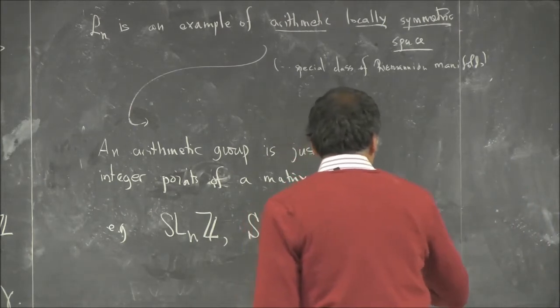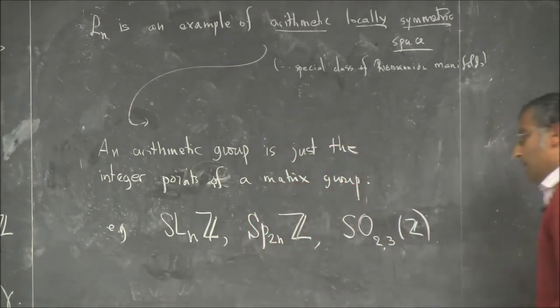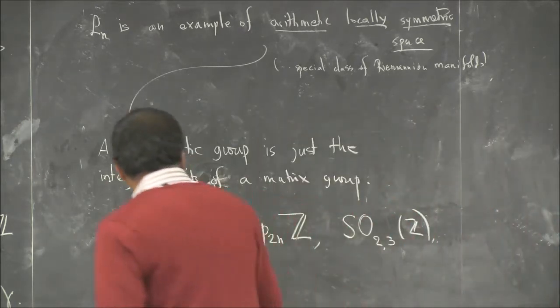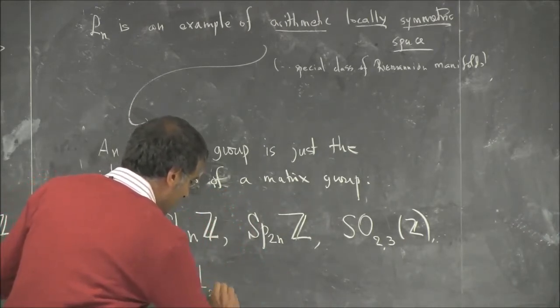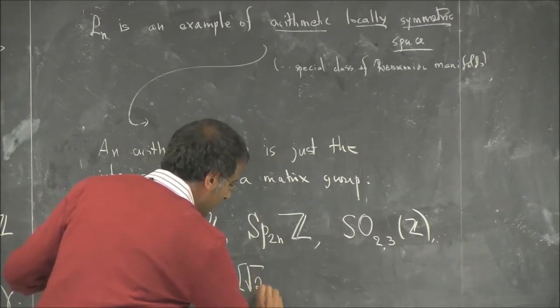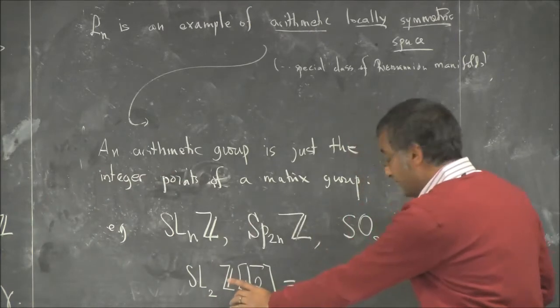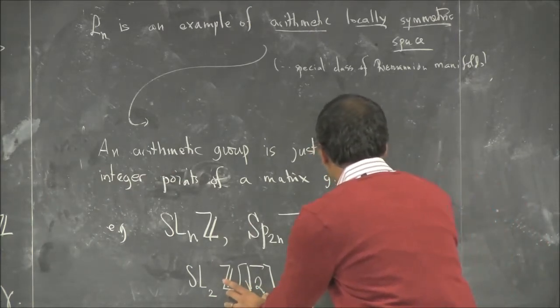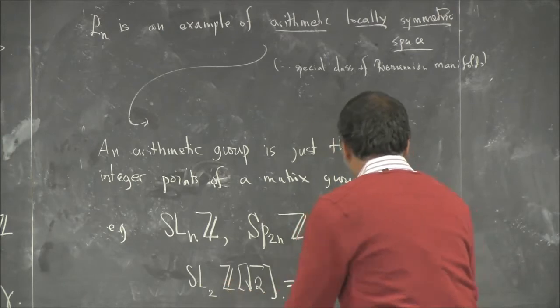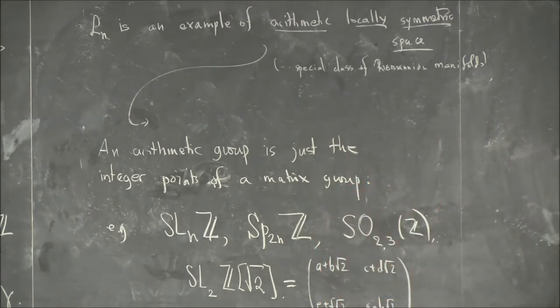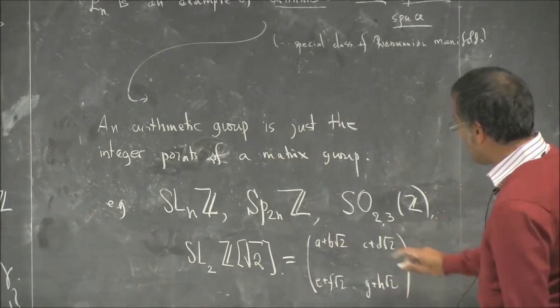Okay, so SO. The elements of the corresponding Lie group with integral entries. A slightly more complicated example is something like SL2 of Z[square root 2]. The definition of this thing is that it's all the 2 by 2 matrices with entries in the ring Z[square root 2] and determinant 1.